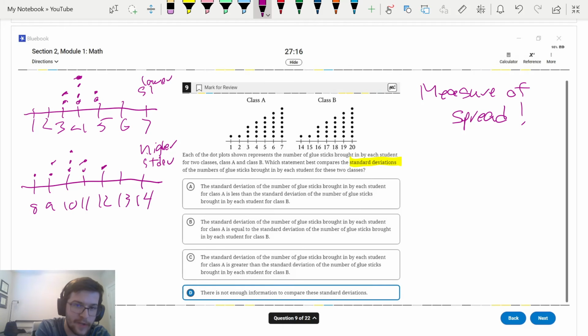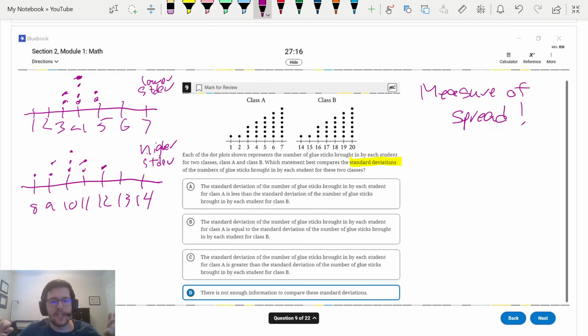There's a formula for it, and your calculator can actually compute it pretty easily for you. But you don't need to do that. You just need to be able to compare two of them on the test. So if one's more spread out, it has a higher standard deviation. If one's more closely packed together, it's got a lower standard deviation.